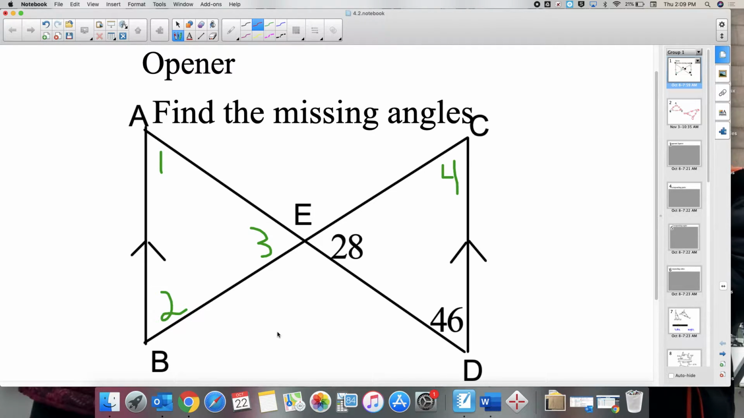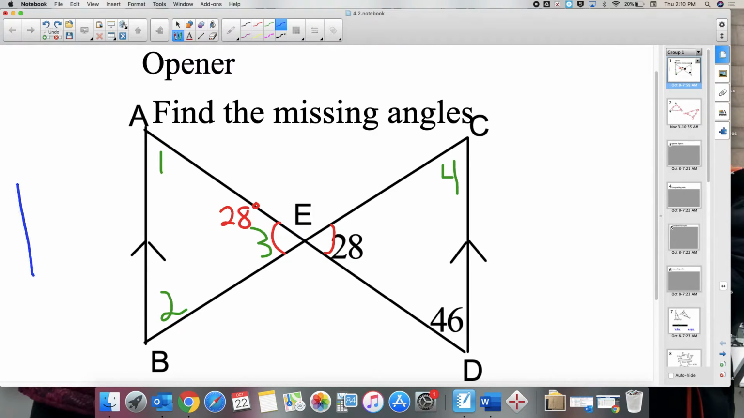One of the things we can look for with angles are your vertical angles. Remember, vertical angles are equal. So angle 3 and the 28 degrees will be equal because those are vertical angles. So angle 3, not 38, 28, sorry. Angle 3 is 28 degrees.